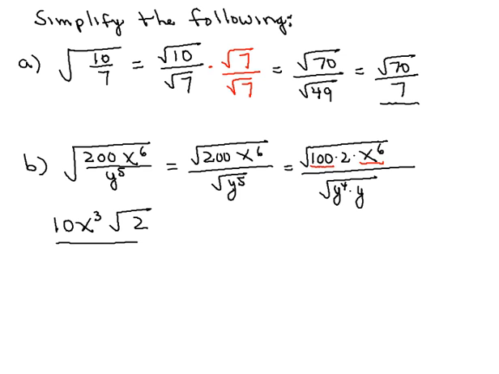And in the denominator, the perfect square factor that we have is y to the 4th. That will come out of the radical as y squared, and that will be multiplied by the square root of y. Now, since we have a radical left in the denominator, we need to rationalize the denominator. So we'll multiply numerator and denominator here by the square root of y.